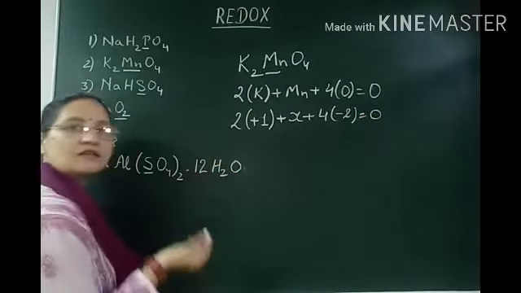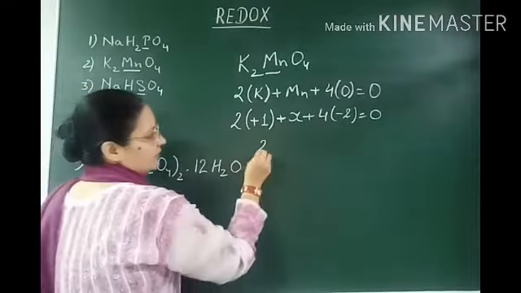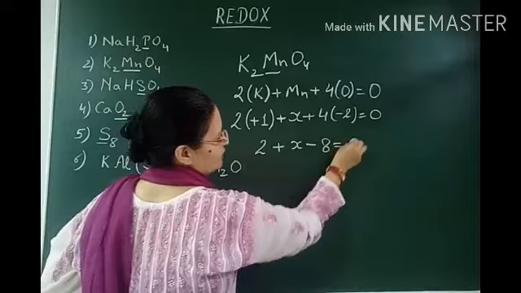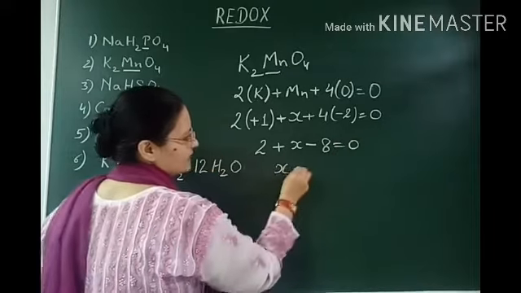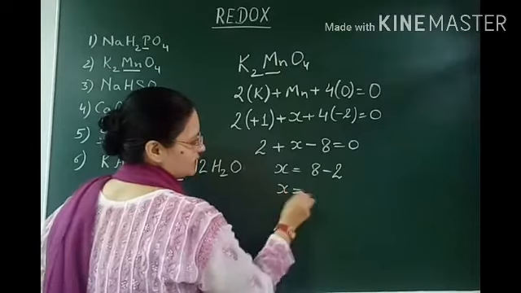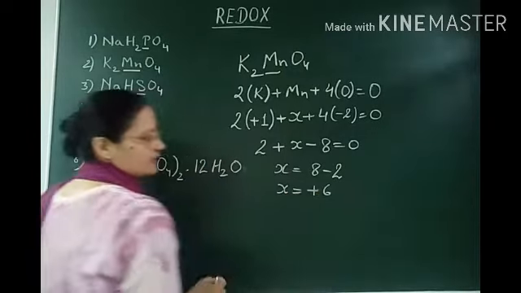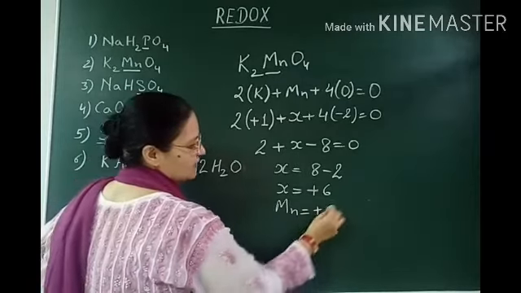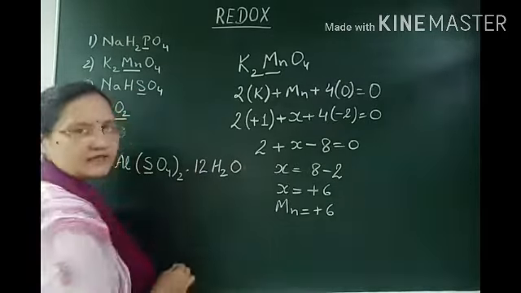So let us solve again. 2 plus X minus 8 is equal to 0, and X is equal to 8 minus 2, that is X is equal to +6. So we can say here manganese has oxidation state +6.